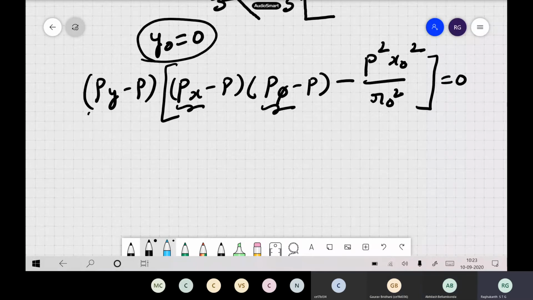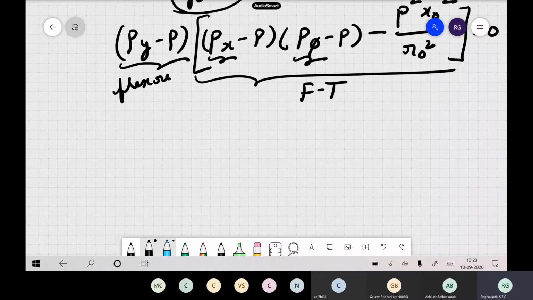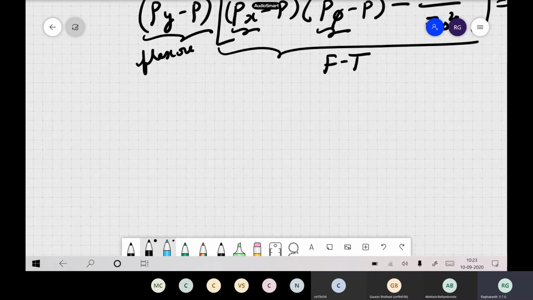So what do you call this one? This one root is a pure flexure. The other one is flexural torsional buckling, we say. Both of them are combined. And if you try to calculate, this is a quadratic equation. You will be having two roots for flexural torsional buckling. The lowest root you can easily calculate.